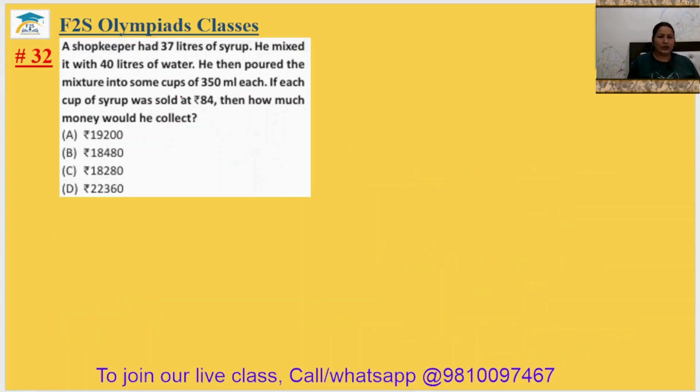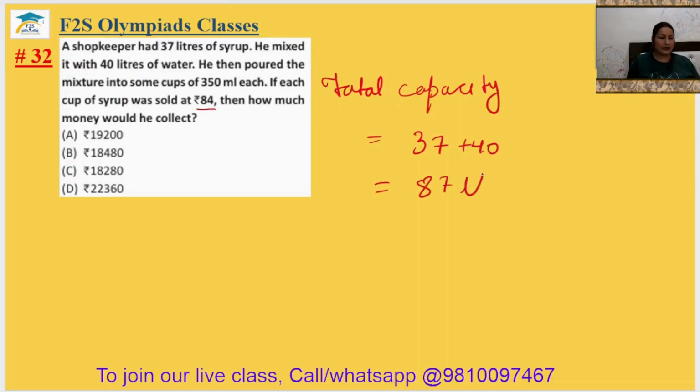Question number 32. A shopkeeper had 37 liters of syrup. He mixed it with 40 liters of water. He then poured the mixture into some cups of 350 milliliter each. If each cup of syrup was sold at this many rupees, then how much money would he collect? Okay, so total volume of the syrup will be 37 plus 40, so this is your 77 liter.